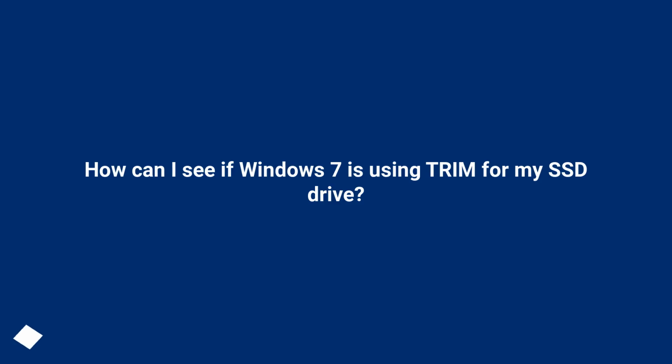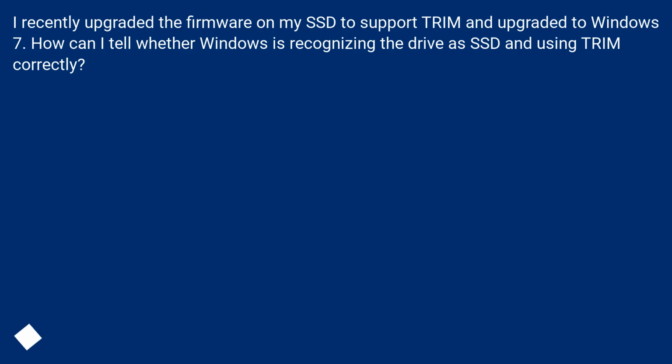How can I see if Windows 7 is using trim for my SSD drive? I recently upgraded the firmware on my SSD to support trim and upgraded to Windows 7. How can I tell whether Windows is recognizing the drive as SSD and using trim correctly?